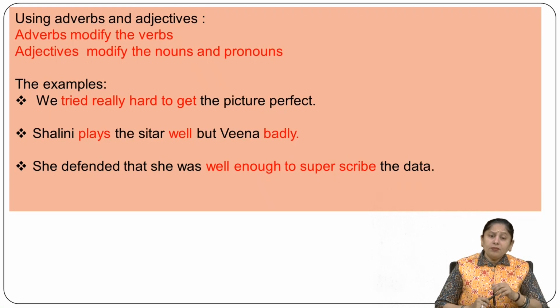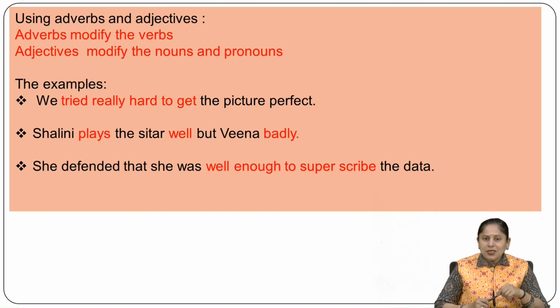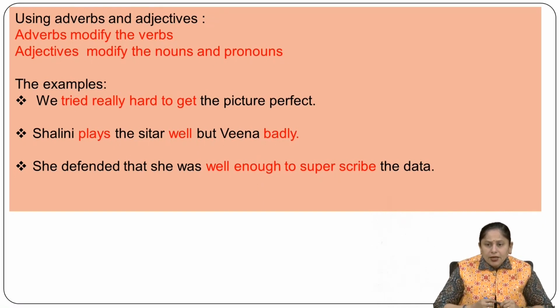Here well is the adverb and it generally comes after the verb as a modifier. Plays the sitar well, and in the last, you can see, but Veena badly. So here again the modifiers are coming at the end of the sentence. You have to find where the modifier could be kept. Modifiers are adverbs or adjectives, but where they come in the sentence is very important because their position plays a big role in the grammar.